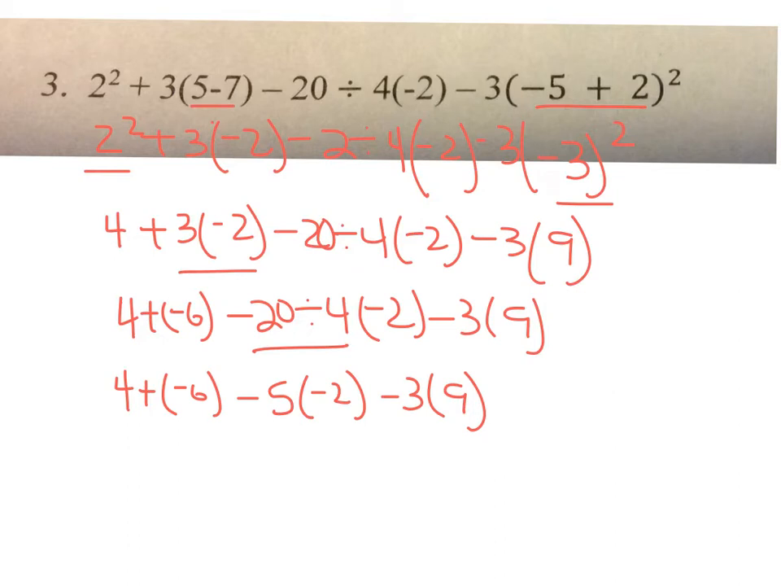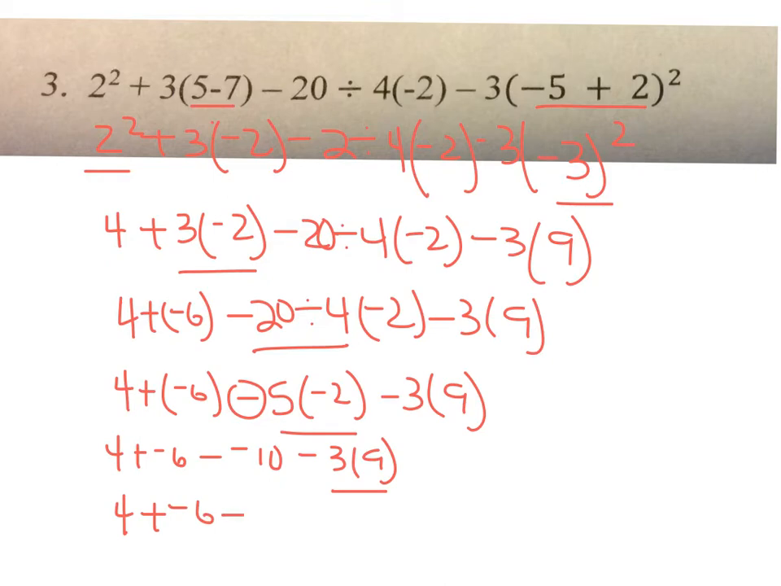Okay, I still have multiplication, so I'm going to do 5 times negative 2. And I have 4 plus negative 6 minus, because I haven't used this minus right here, 5 times negative 2 is negative 10, so I have minus a negative 10, minus 3 times 9. I have another multiplication, so I have 4 plus negative 6 minus negative 10 minus 27.